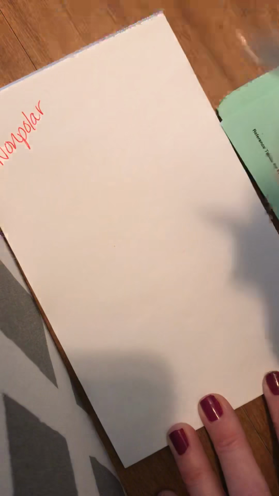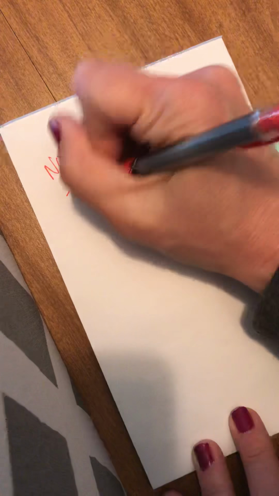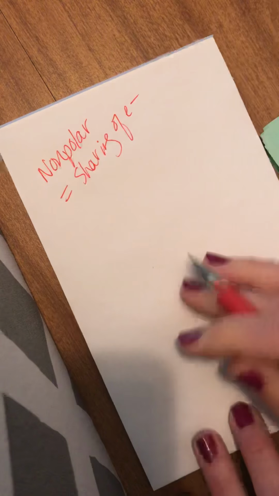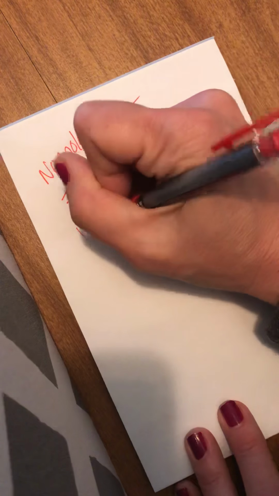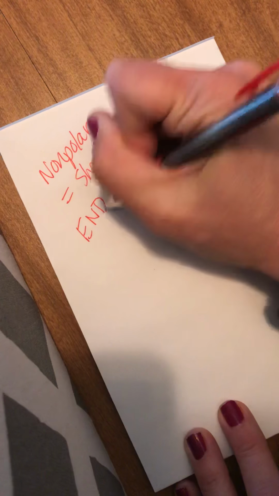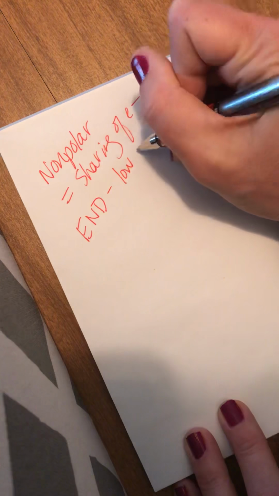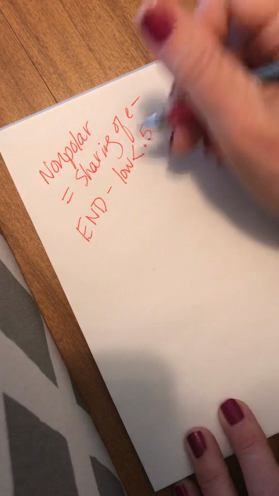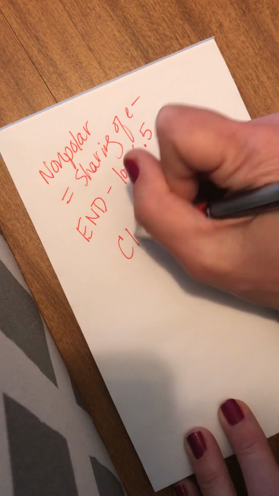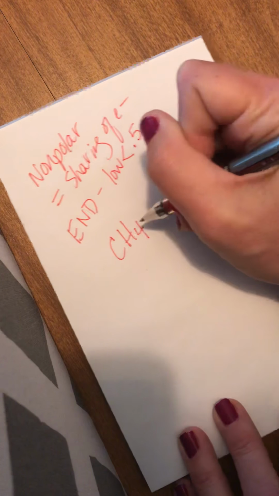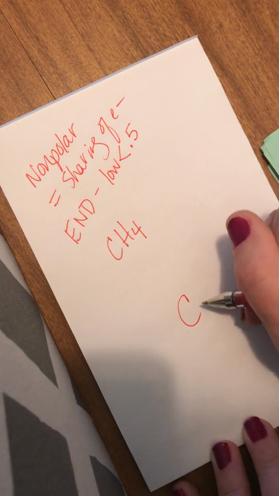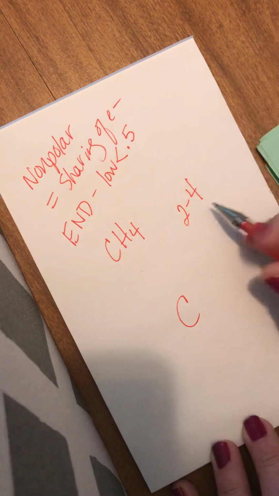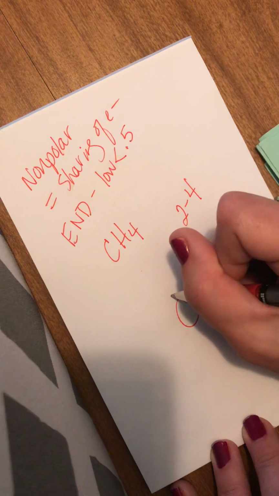If it's nonpolar, there's no pull. That means equal sharing of electrons. If there's equal sharing of electrons, the electronegativity difference is going to be very low. It is going to be less than 0.5. So I want to think of a molecule like CH4. First of all, here's my C. It has a configuration of 2-4. That means I want 4 valence electrons.